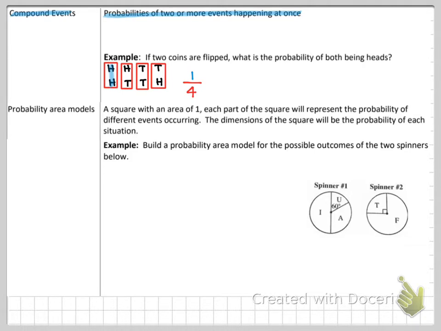I'm going to take the first spinner, and you just have to decide personally how you're going to set this up. It doesn't matter if spinner number 1 or spinner number 2 goes across the top. But I basically want to use an area model, so length times width, to do this. I'm going to go across the top here, and call all of these items up here spinner number 1.